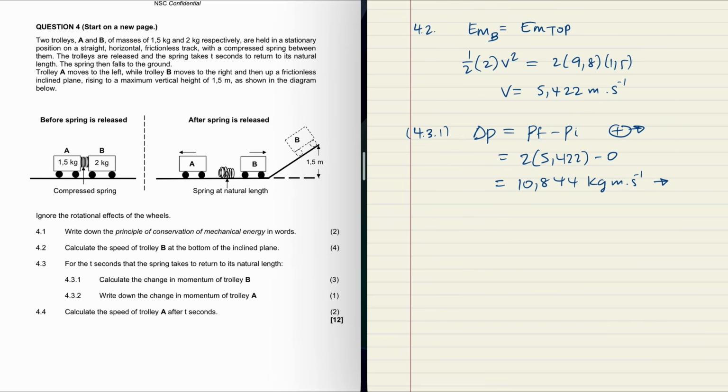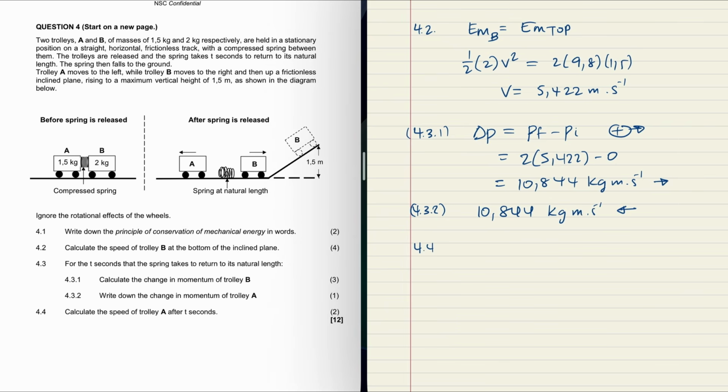It's positive. Question 4.3.2 says, write down the change in momentum of trolley A. Write down, meaning we don't need to do a calculation. So what would it be? We know that the change in momentum of the one object must be the change in the momentum of the other object, but in the opposite direction. So if B had a change in momentum of 10.844 to the right, then A must have a change in momentum of 10.844 kilograms meters per second to the left.